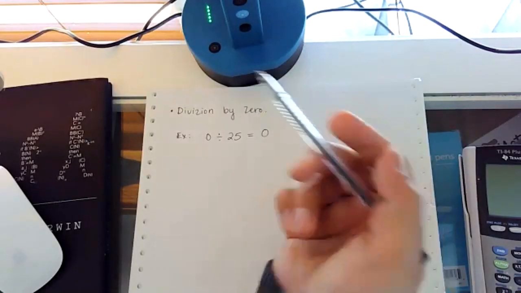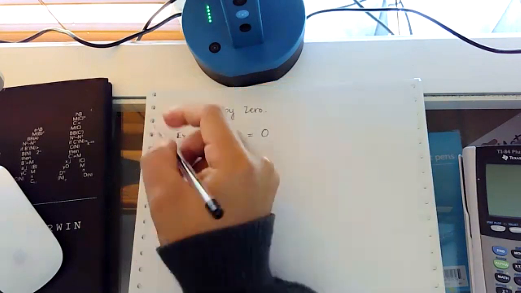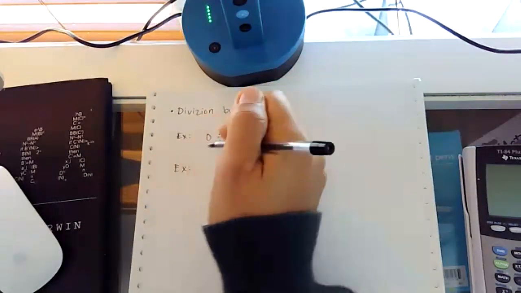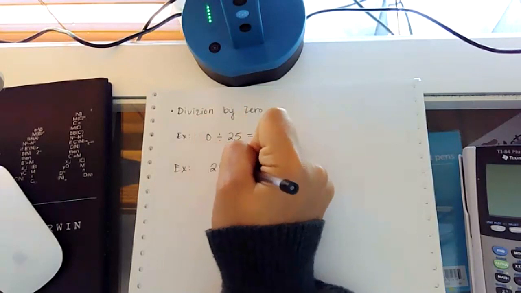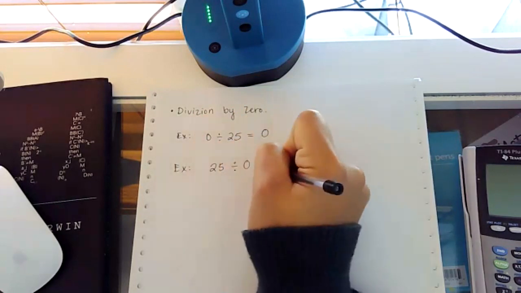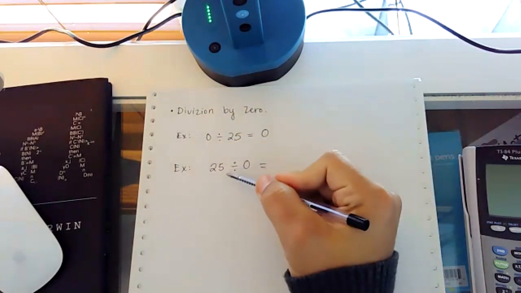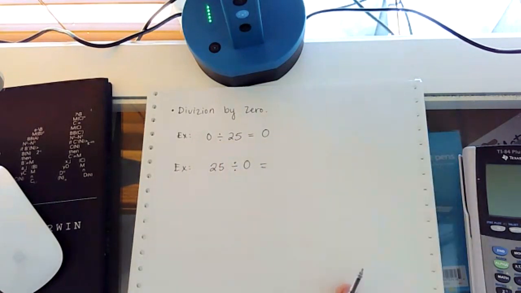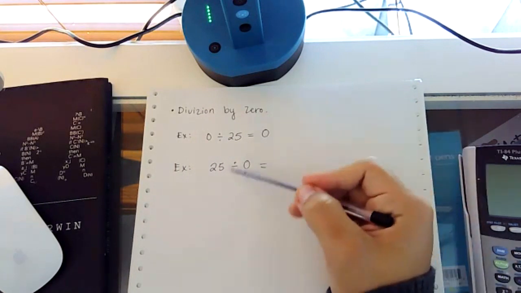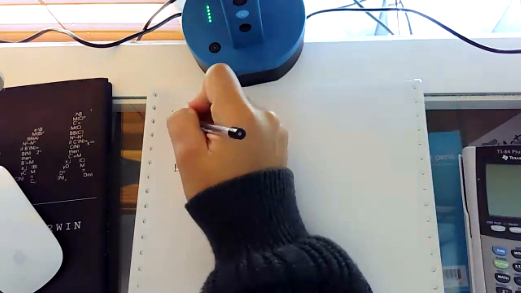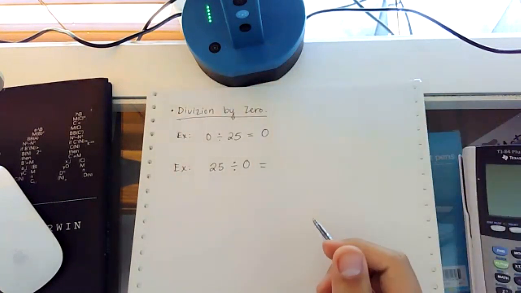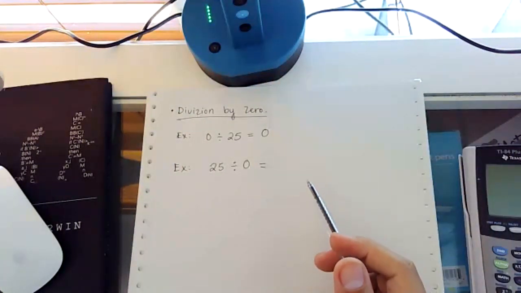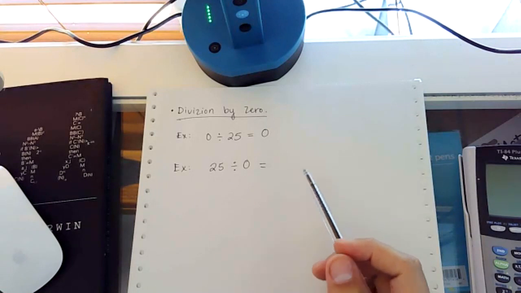But a lot of students will then say, okay, well, let's pose a different question. Let's do 25 divided by 0. What should this be? Now, this one is not a trick question, I don't think, but it's a little bit trickier to think about. You don't want to automatically assume that it's going to be the same answer. 25? You think it's 25? Okay. Let's think about that.